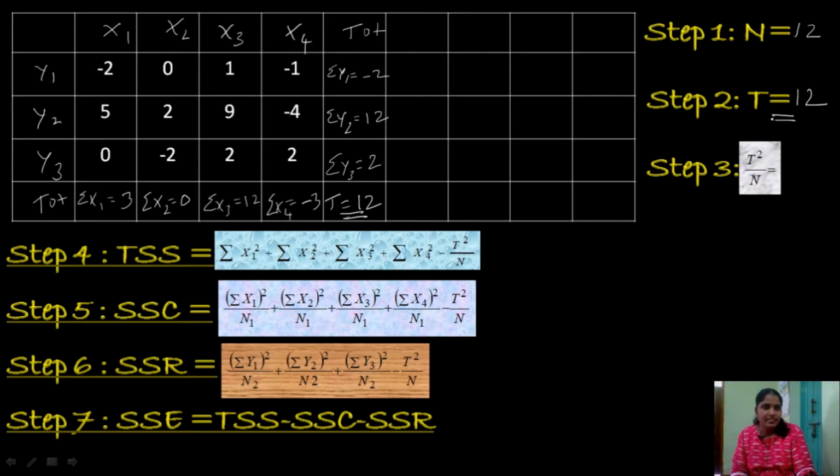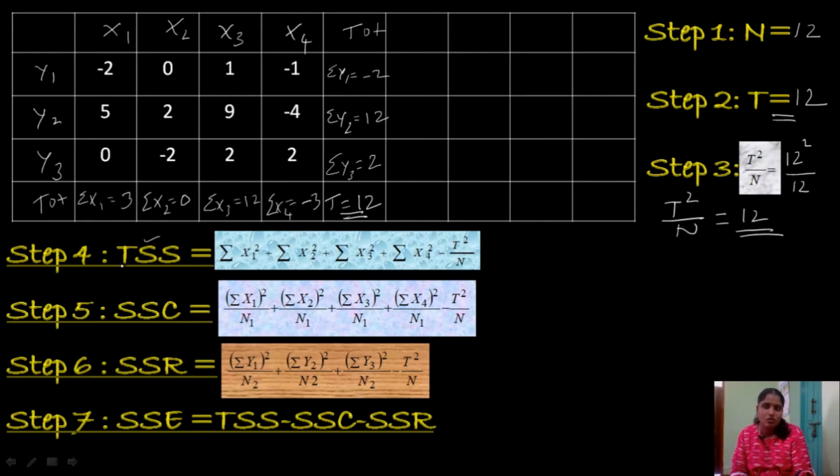The value of T is 12, that is 12 square over n, where the value of n is 12. So you get the correction factor T square by n as 12 square over 12, one of the 12 being cancelled. So you get the resulting value of the correction factor as 12 itself. Now let me move on to the next calculation part, that is TSS.